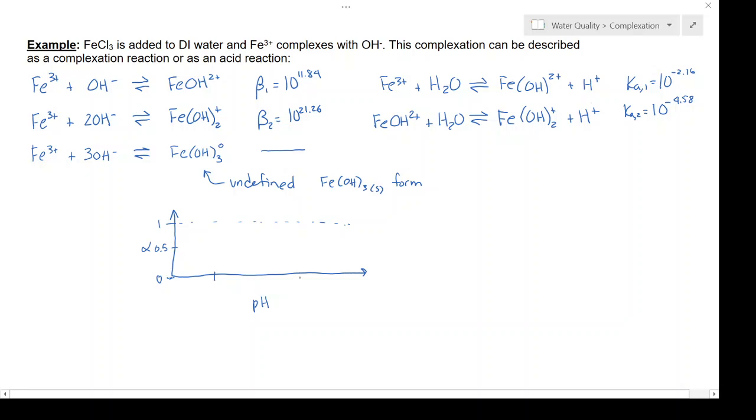And I'm going to draw in the pKa values. So this is pKa1, which is equal to 2.16, and this one is pKa2, which is equal to 4.58. Okay, so at the pKa values, two of the species are equal, so I'm going to draw a dot there at the 1/2, and then I can just sketch this in, just conceptual, schematic, to illustrate the dominant species.